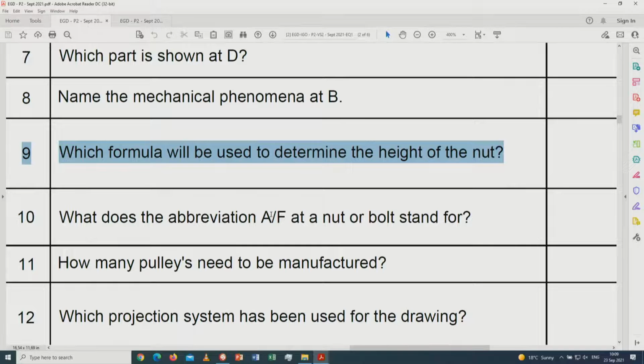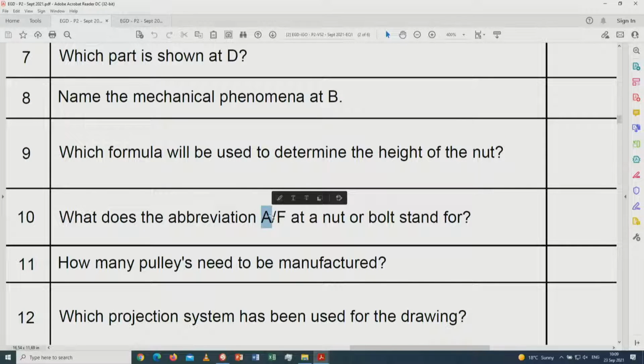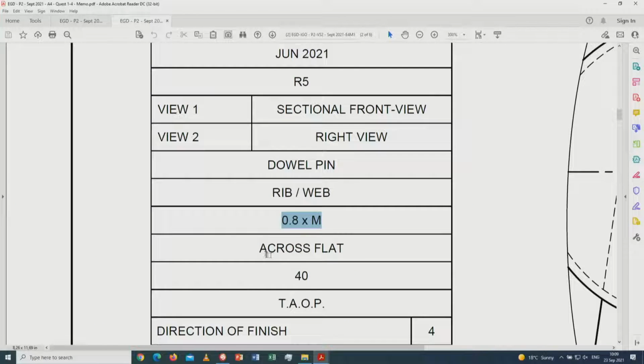Then also another question that was asked in the May 2021 question paper. What does AF stand for? Across flat. That is for the across flat. In other words, from the one flat side of the nut to the other flat side of the nut itself.